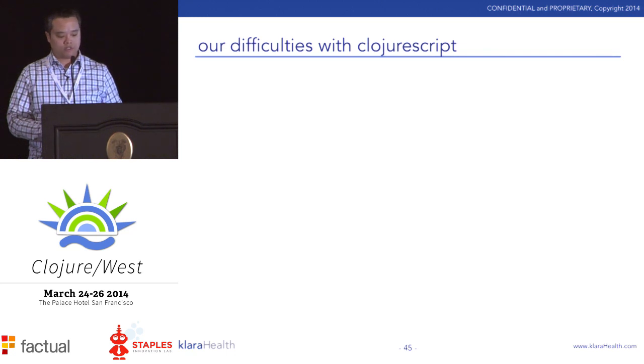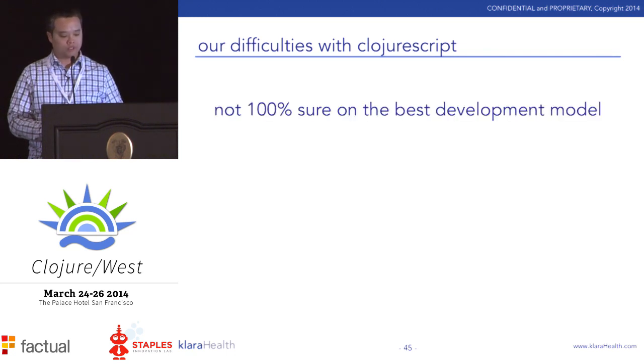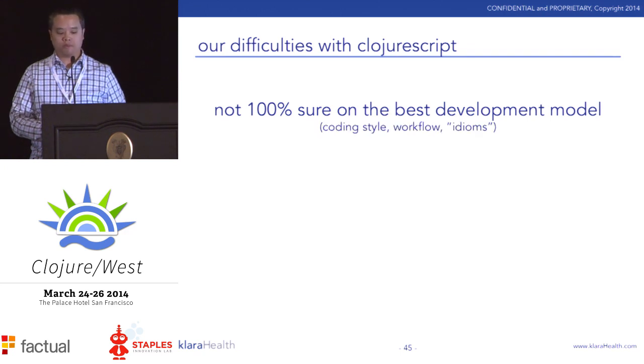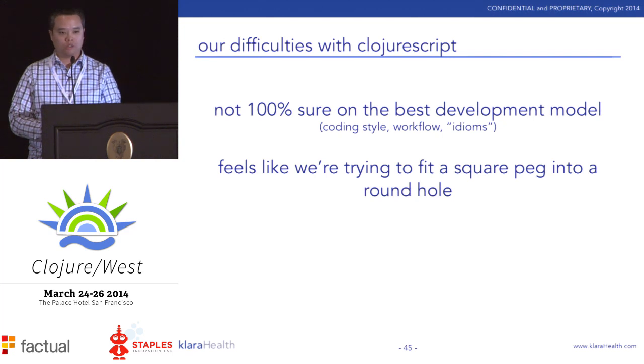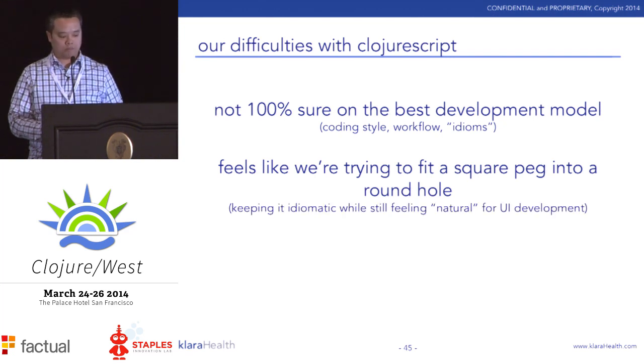But we've had difficulties, and like I said, this is very new to us, and we're not 100% sure what that development model should look like, and whether it's a coding style issue, workflow, or what the idiomatic way to accomplish various tasks is. Sometimes it feels like we're trying to fit a square peg into a round hole, and that comes down to how do we keep things idiomatic while at the same time still feeling relatively natural when it comes to UI development. As you can tell by my background, UI is not something I've really thought about much except for an internship back in college. So this could just be a lack of understanding on our part as a development team.